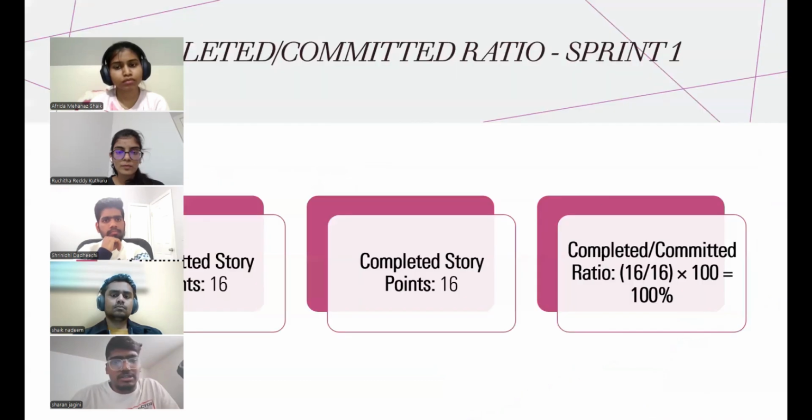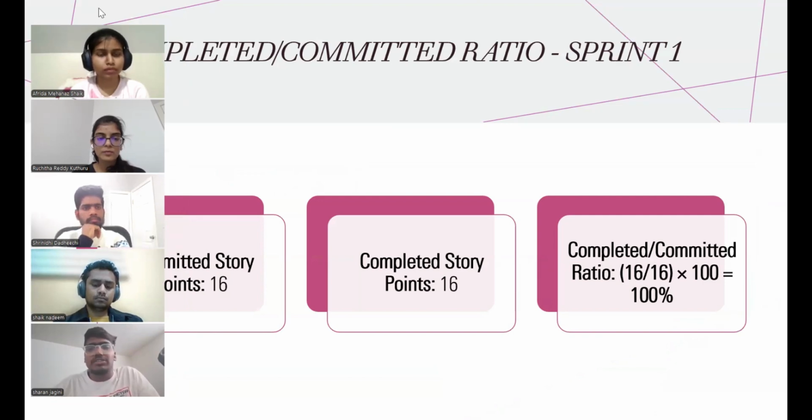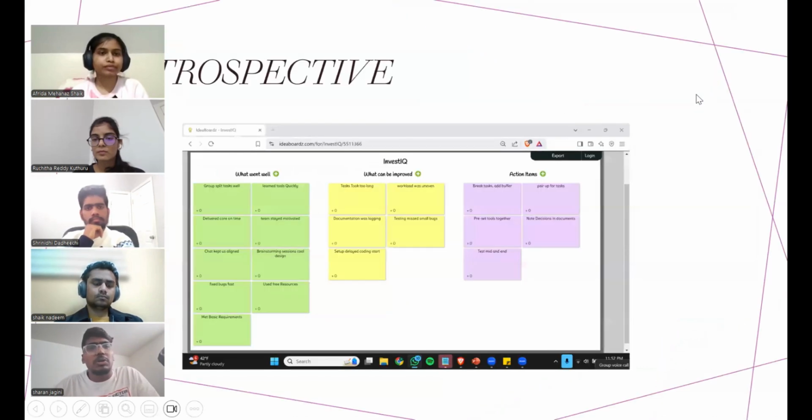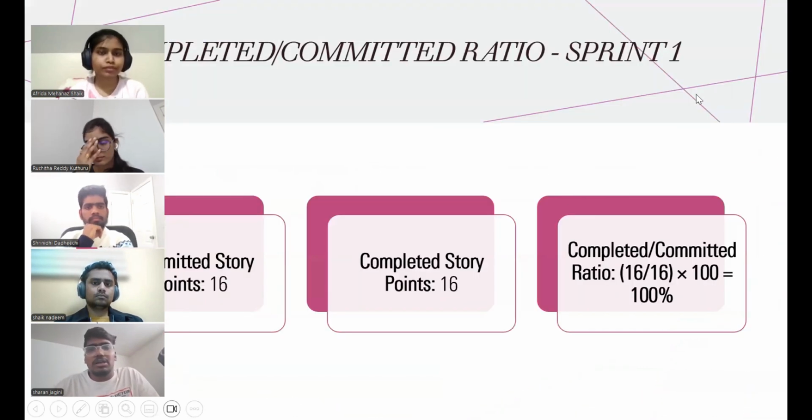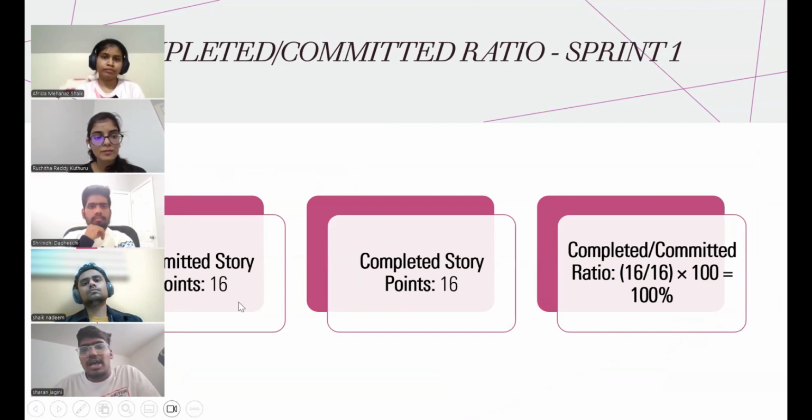Next slide, Ruchita. Completed and committed ratio. We evaluated the efficiency of sprint one by comparing the completed story points to committed ones. Committed story points is 16. Completed story points is 16. So the ratio was 100%. Achieving 100% completion indicates excellent sprint execution. Well done, team. And the next slide, Ruchita.